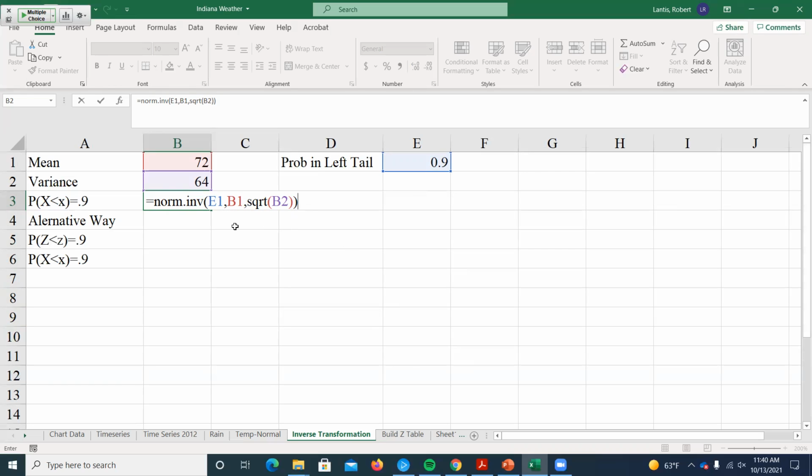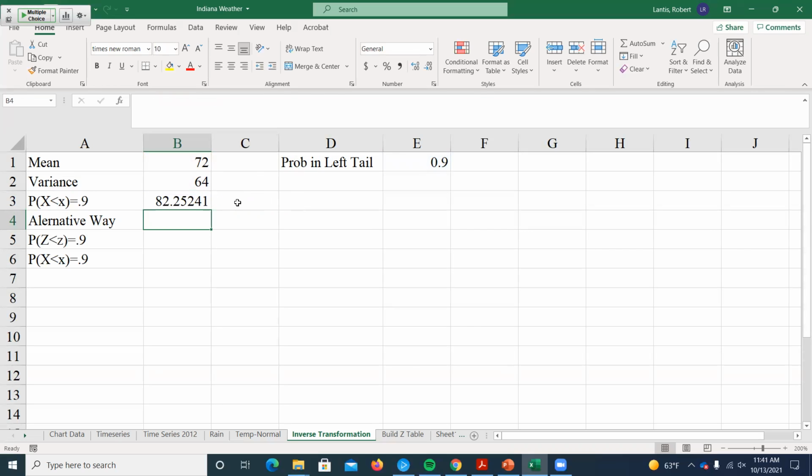So what this will do is take the area that you told it, 0.9, go to the table, look up 0.9, find the corresponding z-score, just like we did by hand, then use that z-score, the mean and the standard deviation, plug it into the inverse transformation formula, and spit back out at you what that cutoff value would be to see 0.9 in that left tail.